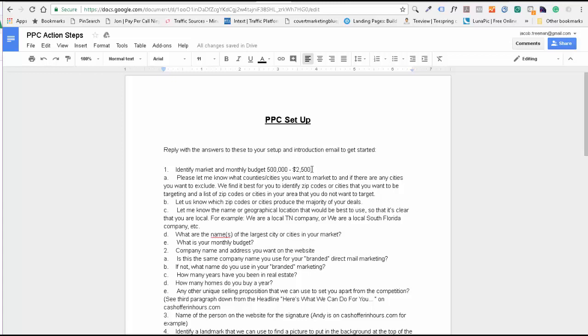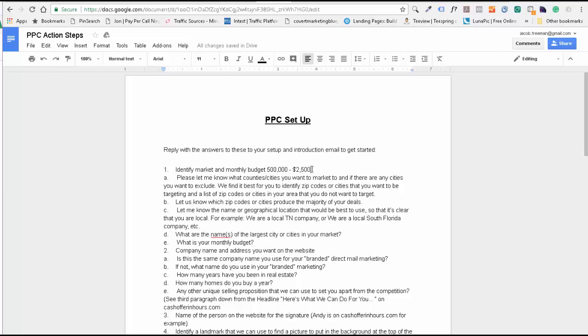So if there are great zip codes that you have that work well, we can turn up the bids in those areas. We can turn down bids in areas that aren't producing as good of leads. So if you let us know what zip codes, what cities you want to target, and give us a rough idea of what the population of that area is, then we can put together what might be a good budget for you on AdWords.